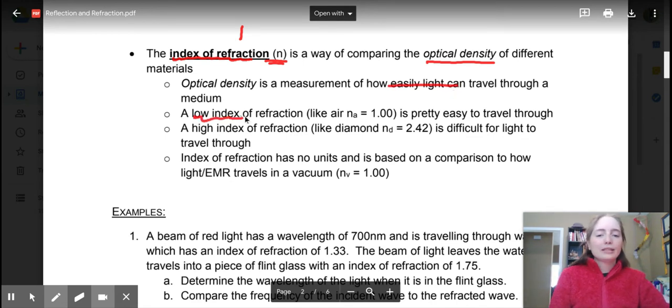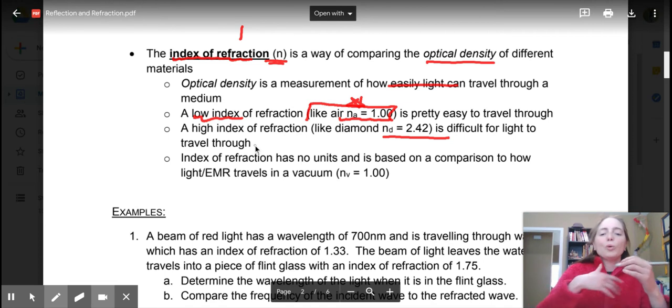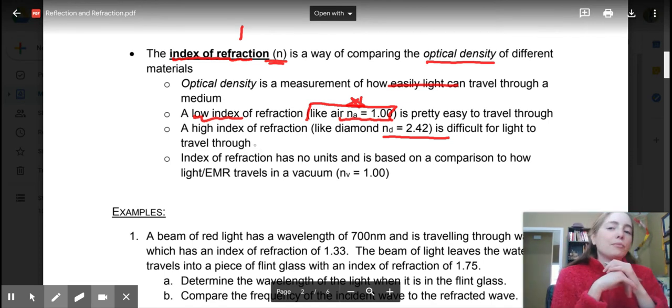Now, a low index of refraction, so air, where the n for air is 1, please keep that value in mind. It's easy enough for light to travel through air. Now, diamond is harder to travel through, so the n is going to be 2.42, and that's not a value you need to memorize. So what you can do is imagine running on pavement.